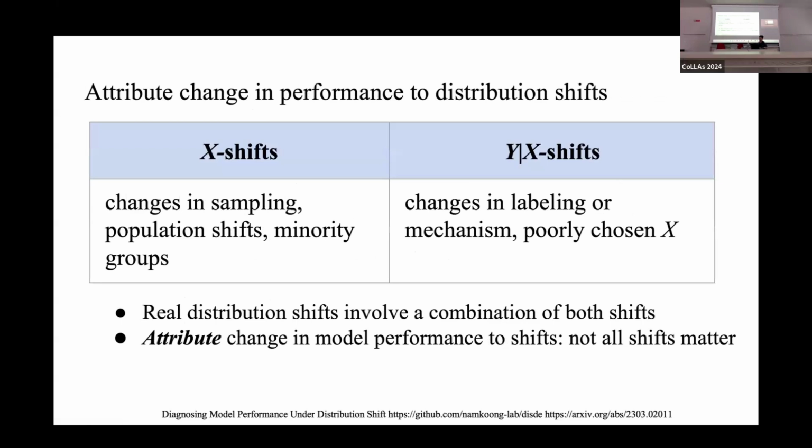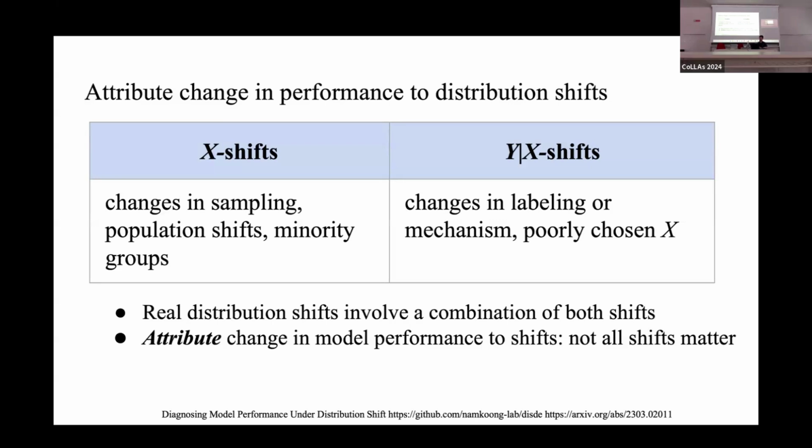To understand why model performance becomes worse, for a model predicting Y, we want to attribute the change in model performance to two kinds of shifts. The first one is X shifts, and the second one is Y-given-X shifts. X shifts can arise from changes in the sampling process, maybe shifts in population demographics, and can also arise when your target distribution is a minority group from your training distribution. Y-given-X shifts may arise from the labeling process or different prediction mechanisms, or some poorly chosen X. Maybe there are some unobserved confounders, or even some missing features.